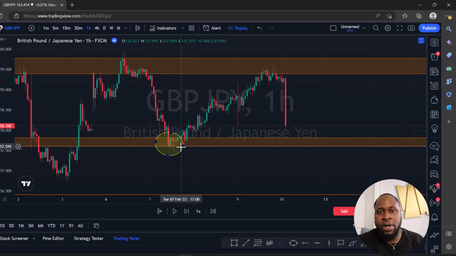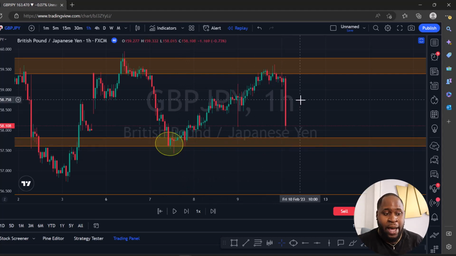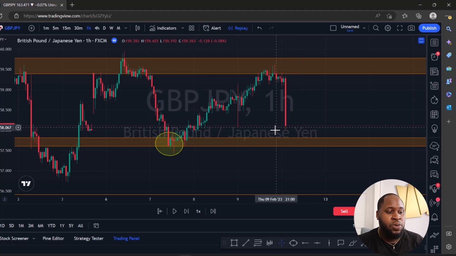For one reason or another, my bias is that as it gets to this area, I anticipate that it will struggle a little, it'll bounce off this area and come back around for the buy. So that's pretty much what my analysis would be if I'm looking to set a buy limit.